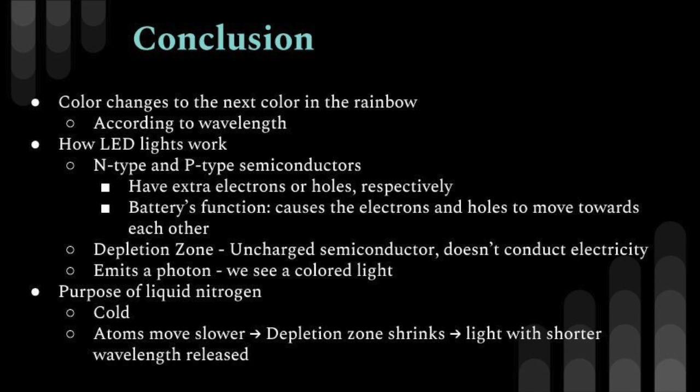Now let's review why the color changes. The liquid nitrogen is naturally cold, and what it does is that it makes the atoms in the semiconductors move slower. In turn, this decreases the size of the depletion zone, which leads to a light of shorter wavelength to be released. Therefore, a color change has occurred.